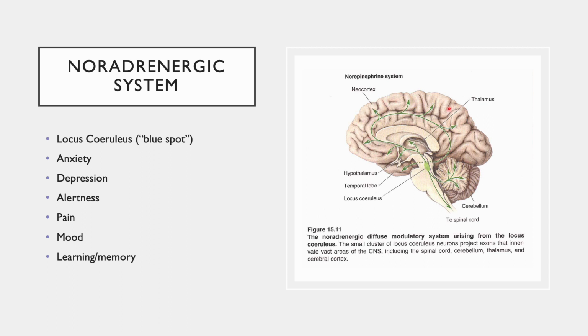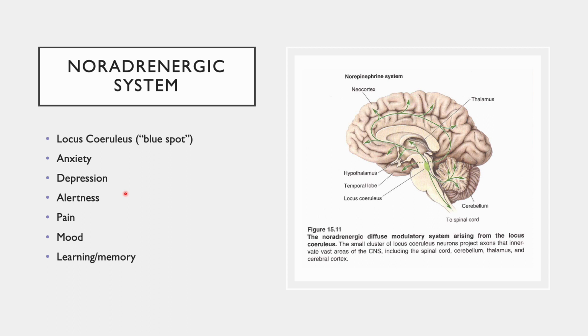They can project all the way to other areas of the brain in the cortex, to the cerebellum, and even into the spinal cord. Norepinephrine is largely involved in alertness and wakefulness. This is really important because these neurons are involved in the sympathetic nervous system response.